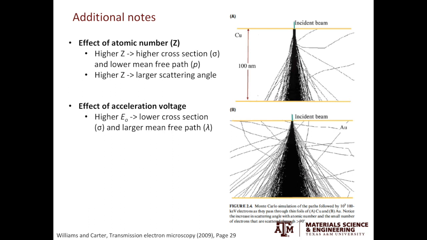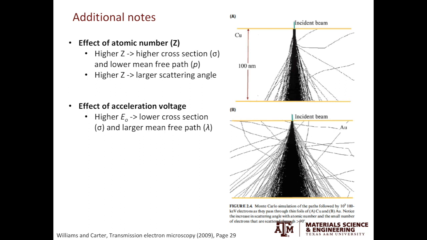Let's use the gold and copper examples again. There is a higher probability for electrons to be scattered at a larger angle from gold than from copper. This is the origin of the Z contrast people see using HAADF-STEM. HAADF-STEM stands for high angle annular dark field in scanning transmission electron microscopy.